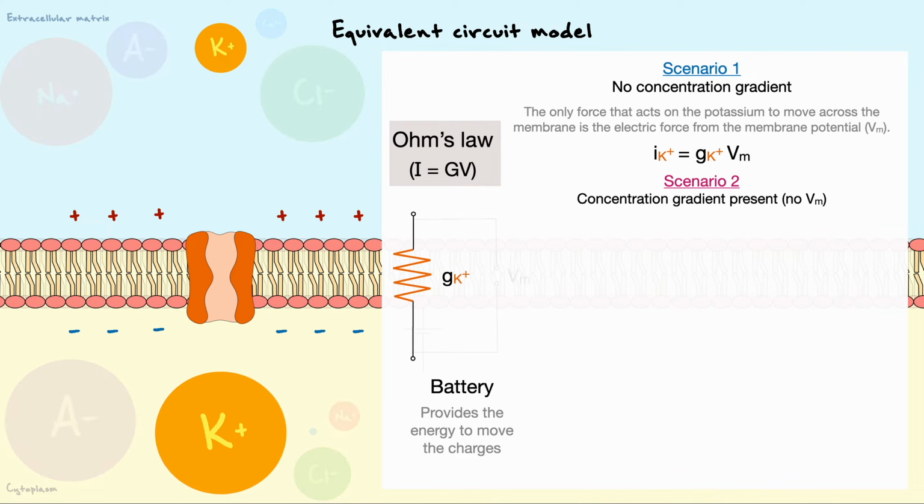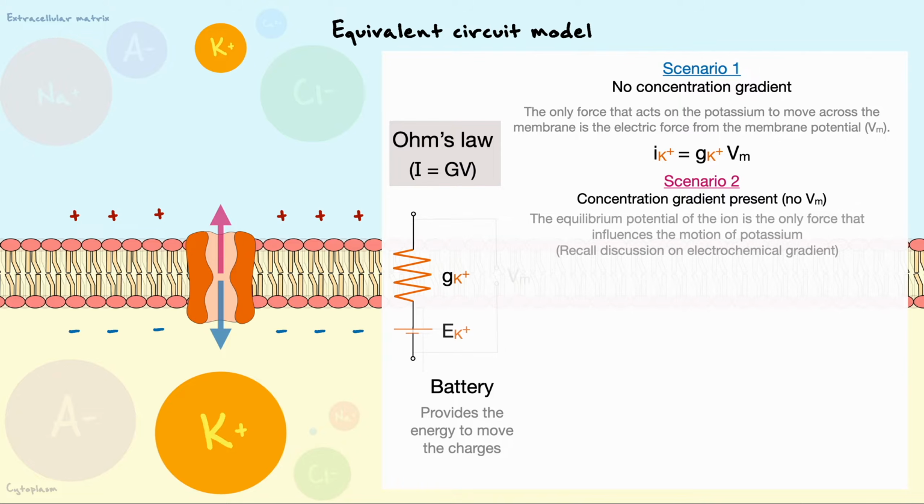Now, imagine a second scenario where we only consider the chemical gradient from potassium. From what we went over in our discussion on the electrochemical gradient, recall that in this scenario, the motion of potassium will be influenced by two forces. First, the chemical gradient that drives the potassium to exit, and secondly, the electrical gradient that forces the positive charge to equilibrate the negative charges it leaves behind. For that reason, the equilibrium potential acts as a battery to supply energy to drive the potassium movement.